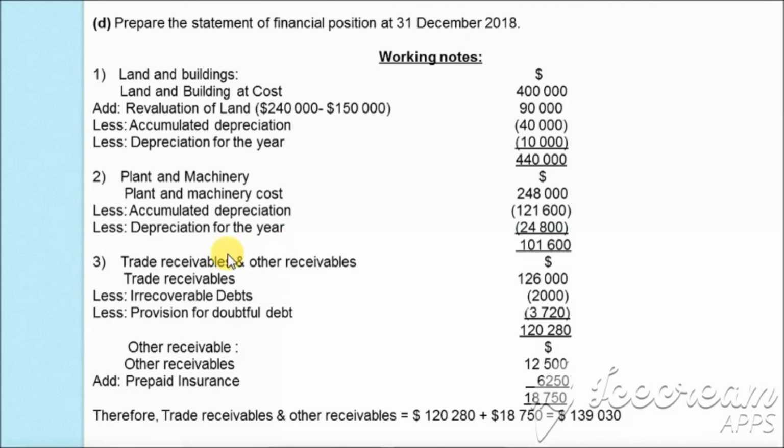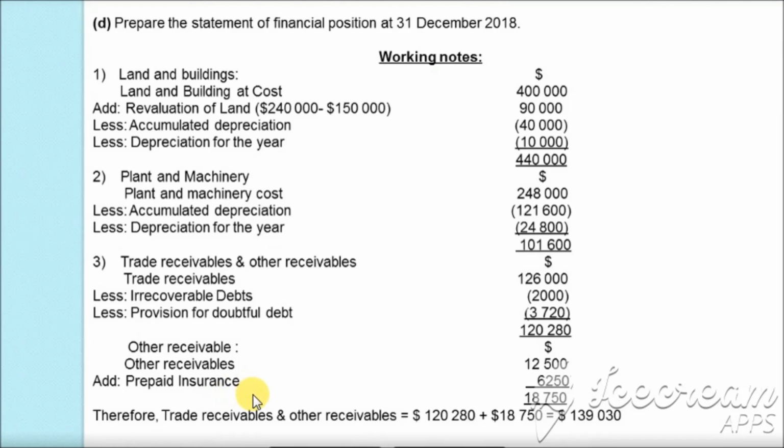Then we have the current assets, starting from the trade receivable and other receivable. In the trade receivable, the value given was $126,000, and we are going to subtract the irrecoverable debt, which is $2,000, and the provision for doubtful debts, which is $3,720. We get the trade receivable as $120,280. The other receivable which was given was $12,500.